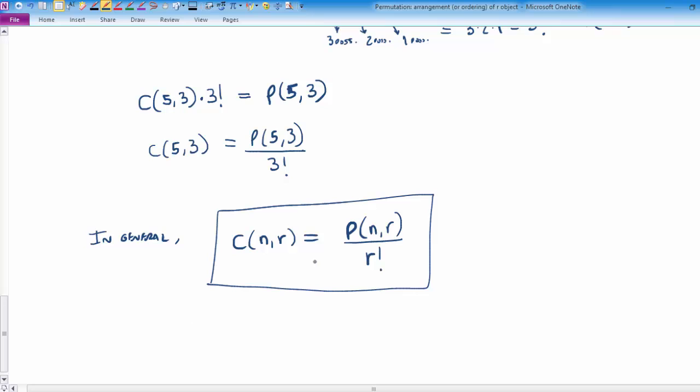And that's the relationship. Now we can get a formula from here since we know what the permutation formula is. Permutation formula, if you remember, is n factorial divided by n minus r factorial. And this is divided by r factorial. The top number here is the permutation. So this becomes n factorial divided by n minus r factorial times r factorial.